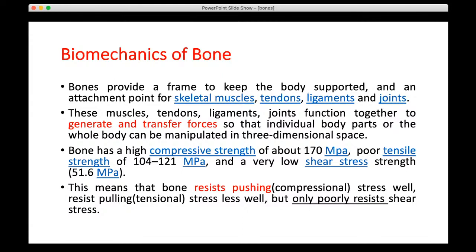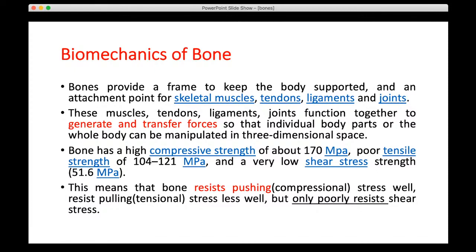All this system works together to generate force and transfer force, so that individual body parts can be manipulated by the person in three dimensions, which simply means we can make movements in all three dimensions. For movements you need force, and force is produced by these things, and transfer of force helps you become more efficient. This is the way the skeleton works.